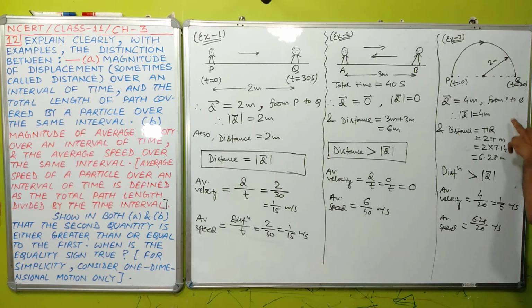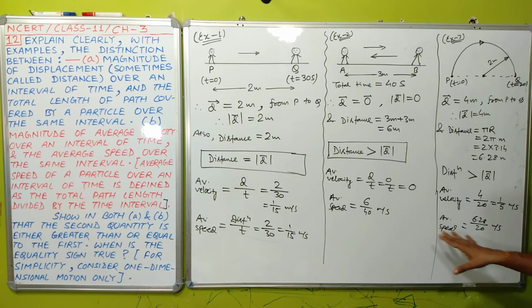Again, in this example you can see that the distance, 6.28, is greater than the magnitude of displacement. Average velocity will be displacement by time, 4 by 20, which means 1 by 5 meter per second, and average speed is 6.28 by 20 meter per second. Again, you can see that the average speed is greater than the average velocity.